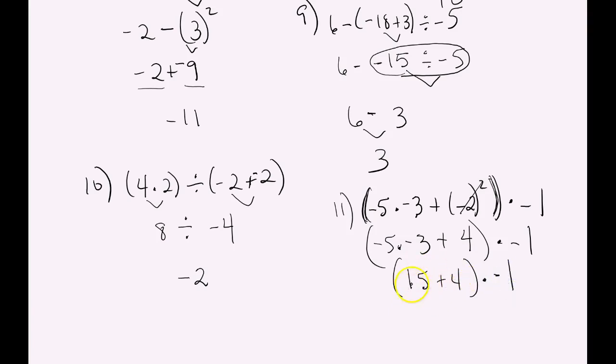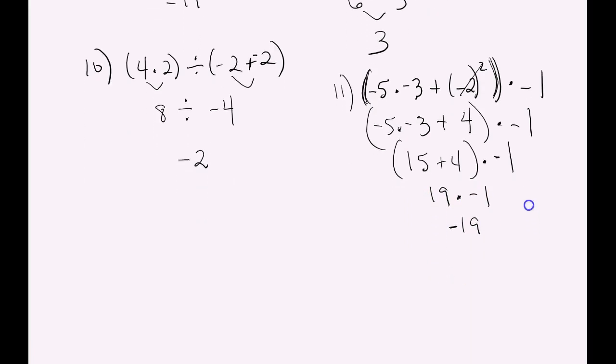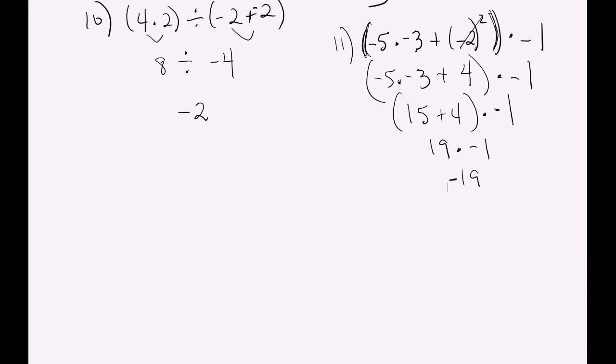I still am in the parentheses, so I'm still working on that. 15 plus 4 is 19. And you can write the parentheses or you can drop them, because we finally got one number, so let's not write the parentheses again. We finally are down to one number, and then times a negative 1. So 19 times 1 is 19, but one of them's positive, one of them's negative, so the answer is negative. That's crazy. Let me know if you get that one right because, wow. All right, number 12.